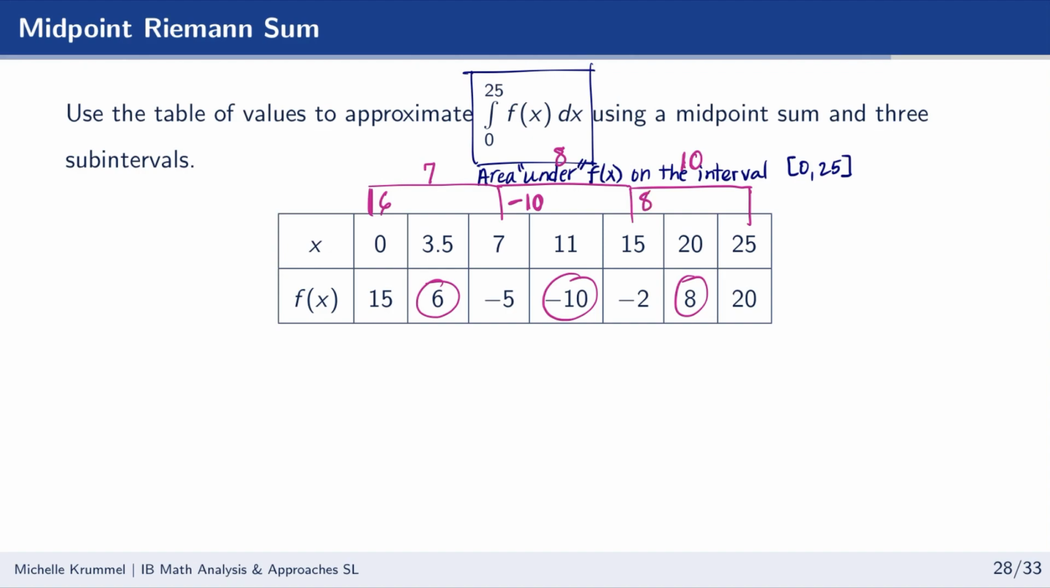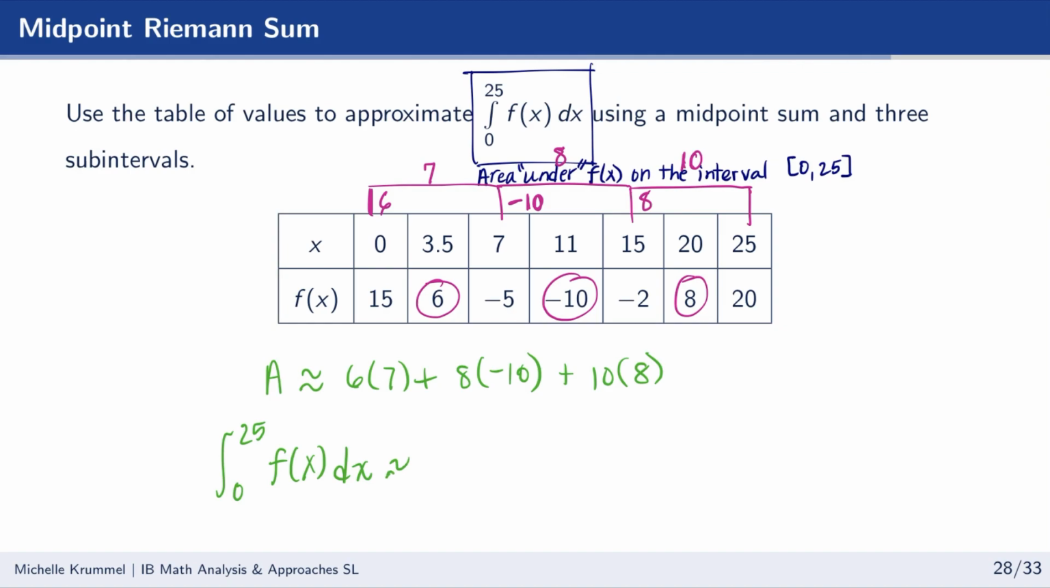To get the area of each rectangle, you multiply the width and the height. Okay, so the area is approximately 6 times 7 plus 8 times -10 plus 10 times 8. And that's the approximation for this integral here. We're not going to use an equal sign. It's just approximately. 42 plus, oh, that's easy because that's -80 and that's plus 80. So it's just going to be 42 for our answer.